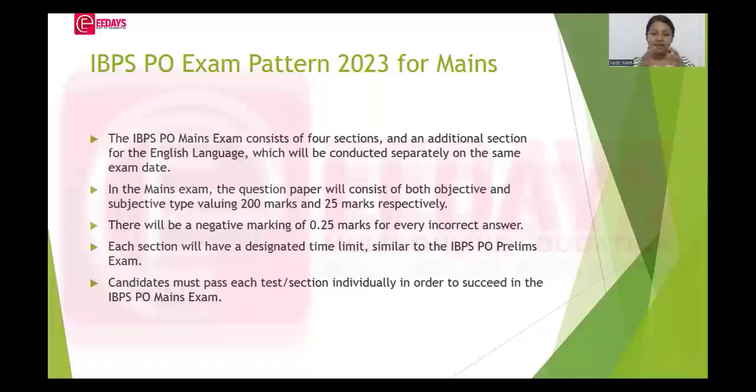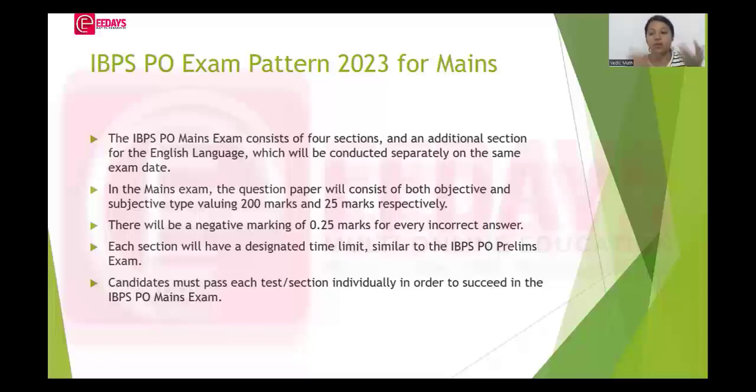Coming to the exam pattern of mains. Mains consist of 4 sections. And then we have a separate section for English language, and that would be conducted on the same exam date itself. See, English is again very important. Compared to the other portions like quantitative aptitude and reasoning, English verbal ability is the part where you will be able to secure many marks. So always keep that in your mind because this is very important.